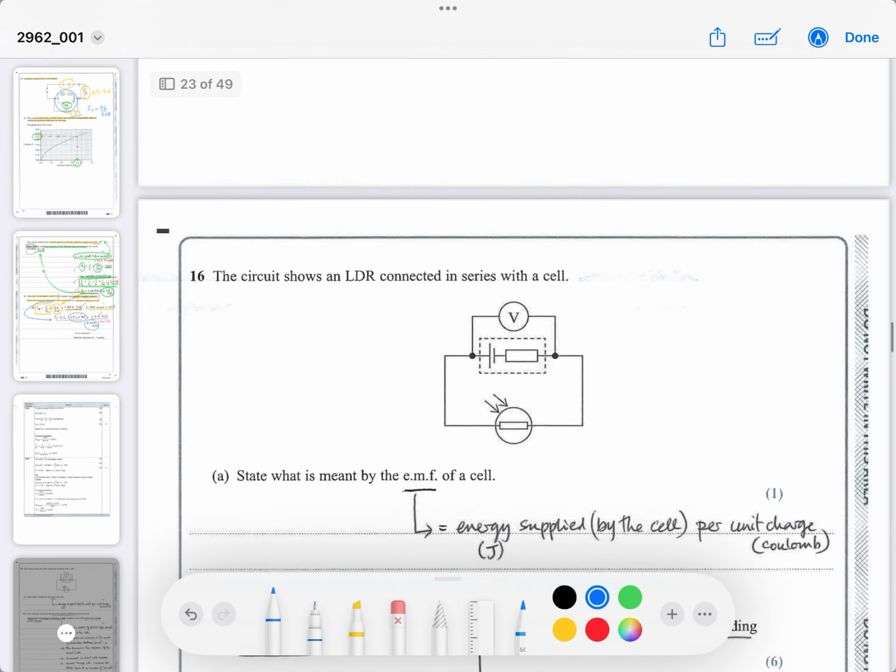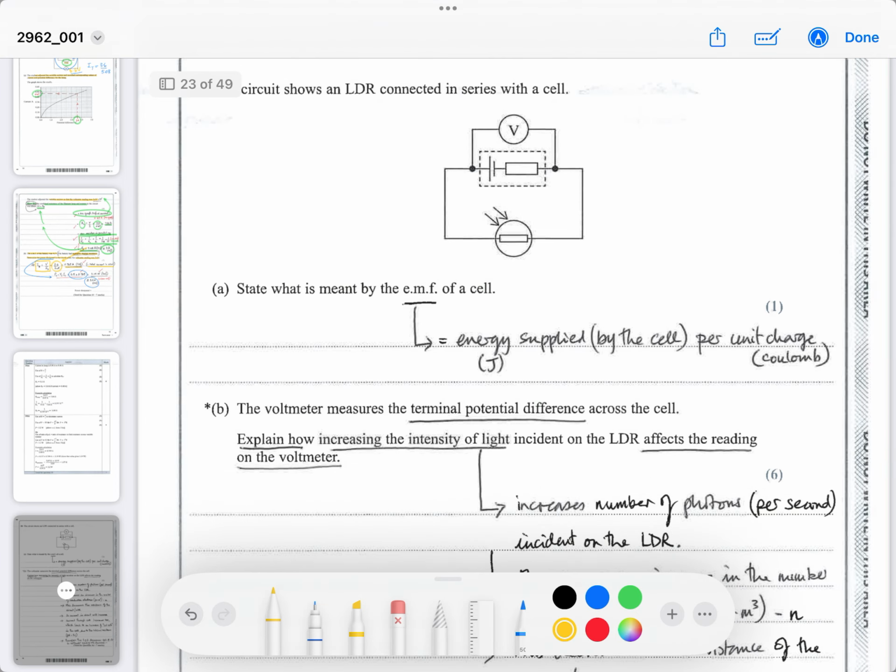Okay. The next question is also electricity. So this is what my students are preparing for. This is an LDR connected in series with a cell. Looks like this time they are including the internal resistance. So first of all, they love asking this question: what is meant by the EMF of a cell? Well, the EMF of a cell is the energy supplied by the cell per unit of charge, because 1 volt equals 1 joule per coulomb. Okay.